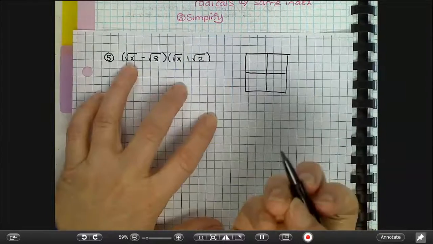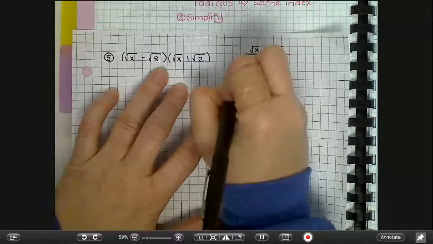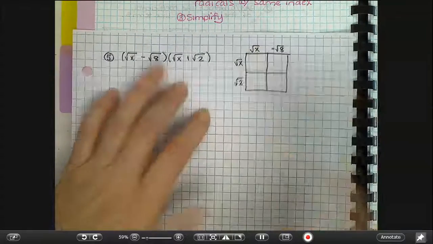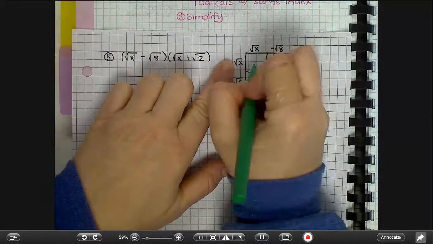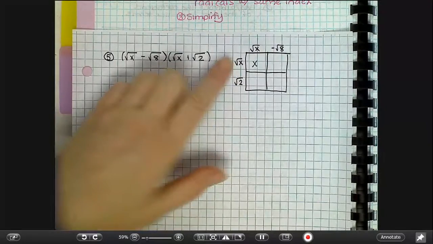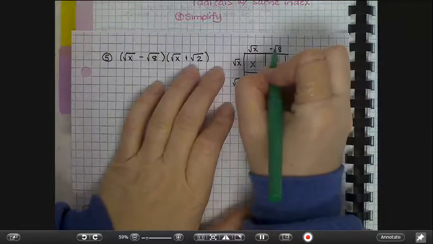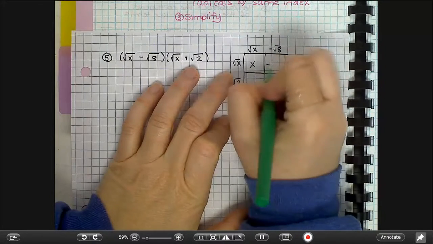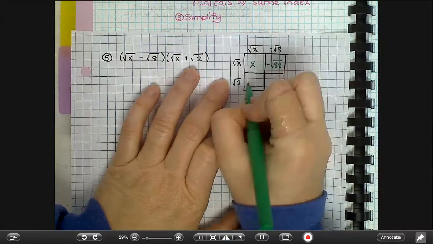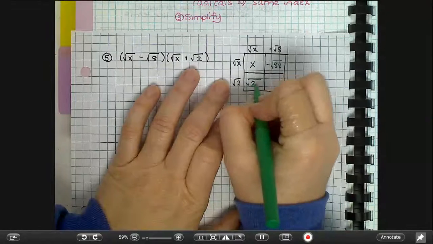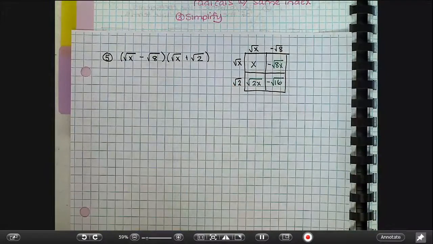All right, so we're going to put our little terms on top and on the sides. And then we're going to multiply to fill in the boxes. The square root of x times the square root of x is just x. Essentially, it's the square root of x squared, which is just x. Negative 1 times 1 is negative. The square root of 8 times x, 8x. Again, the square root of 2x. And the last one will be the square root of 16, negative the square root of 16.